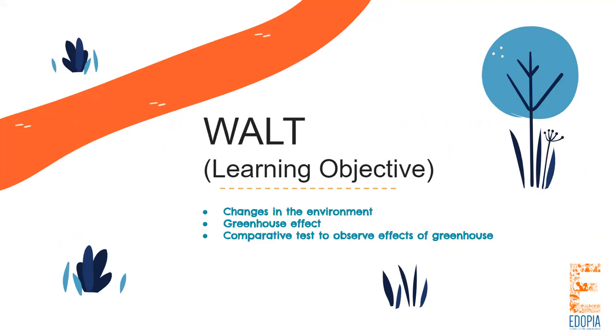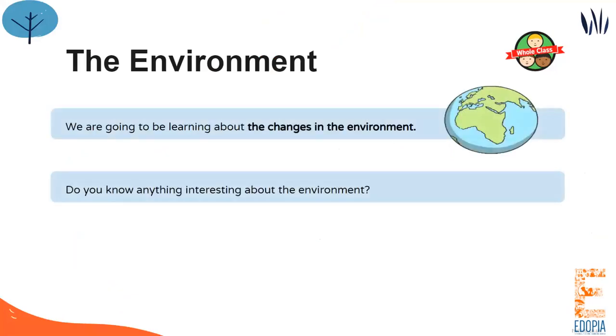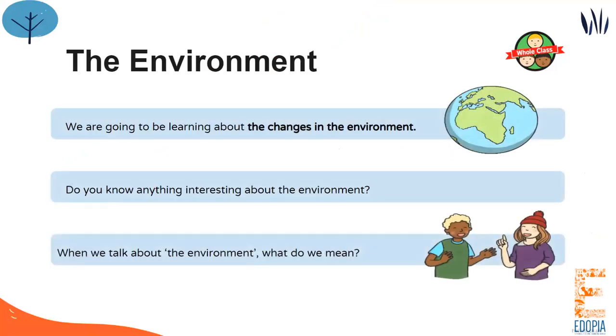So this week we talked about the changes which are taking place in the environment, the greenhouse effect, and we also did an experiment to observe the effects of greenhouse. So before we move any further, let's talk about what actually is environment. What do we mean by the word environment? So environment is basically everything which is around us. Wherever we are, everything which is around us makes up our environment. It can be your own house, it can be your school, any place you are in which is around you makes up your environment.